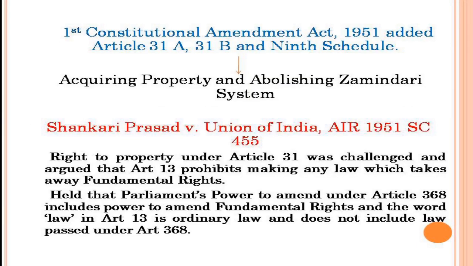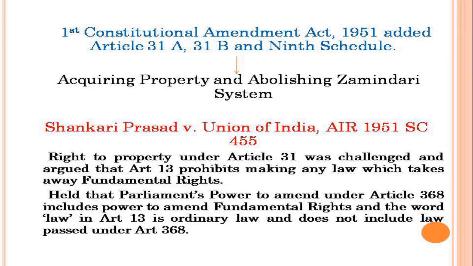Parliament, using its amending power under Article 368, inserted Article 31A and 31B in the Constitution. The main object of inserting these articles was to abolish the zamindari system. Moreover, the 9th schedule was also added to make laws acquiring zamindari unchallengeable in court. This amendment curtailed the fundamental right to property guaranteed under Article 31 in order to quickly implement important measures of agrarian reform passed by state legislatures and immunize them from the court's jurisdiction.